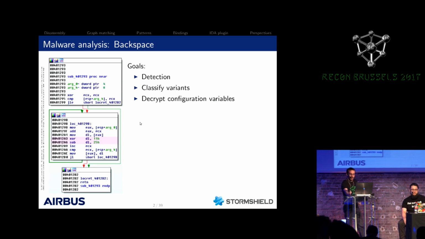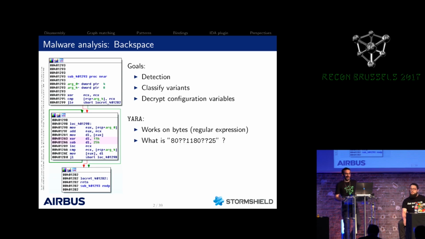So with this kind of family, what we want to do is first to do detection, so to detect the malwares, then to classify the variants based on the decryption algorithm that is used, and then to be able to decrypt the configuration variables since we know which algorithm is being used. One thing you can use to do that is to use Yara.